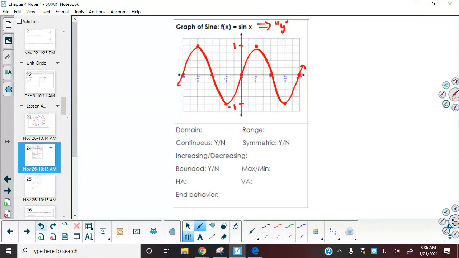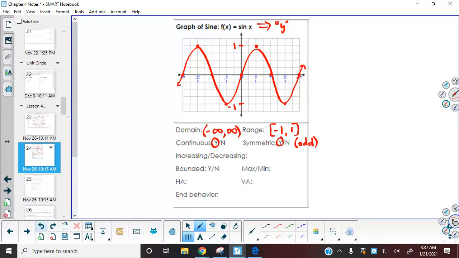So we know that our domain, since we can go on forever in this graph left and right, is going to be negative infinity to positive infinity. Our range fluctuates from negative 1 to positive 1, and it includes those values, so we're going to use those brackets. It is continuous. Symmetric is, yes, it is symmetric. And if you look at this, it's rotational around the origin. So that means that it is odd.